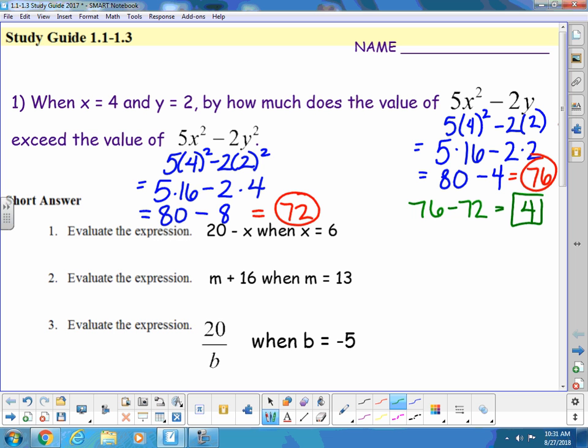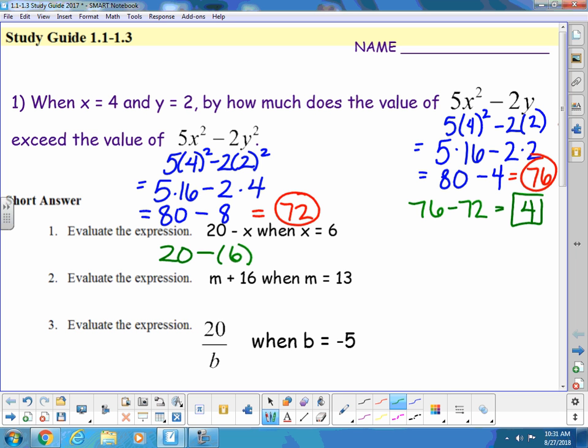Okay. So now just some basic substitution, evaluating the expression. Evaluate 20 minus x when x is equal to 6. 20 minus 6. Replace the variable with the number.